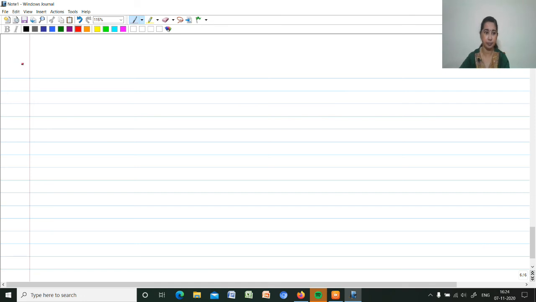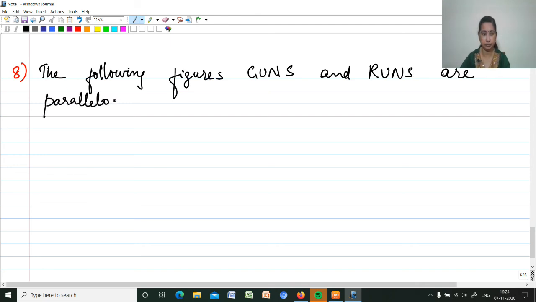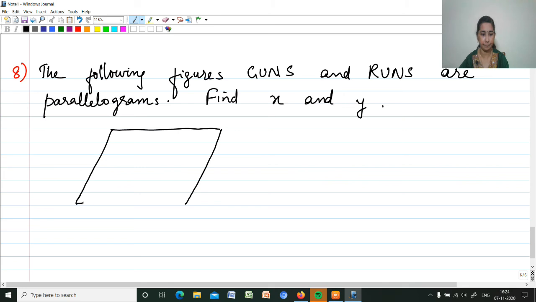Now next one, question number 8. The following figures GUNS and RUNS are parallelograms. Find x and y. So two figures are given here. Both are parallelograms. This is the first figure. It is given as G, U, N and S. Here this is given as 3y minus 1, this side as 3x, this is 26 and this is 18.